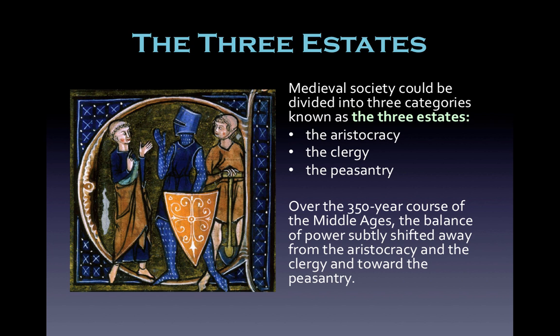So let's take a look at the society of the Middle Ages. Broadly speaking, medieval society could be divided into three main categories, known as the three estates: the aristocracy, the clergy, also known as the church, and the peasantry. Over the 350-year course of the Middle Ages, the balance of power would shift subtly and ever so slightly away from the aristocracy and the clergy, moving towards the peasantry.